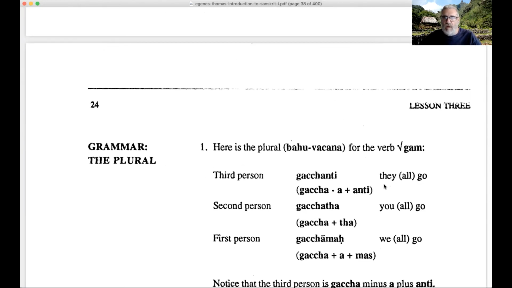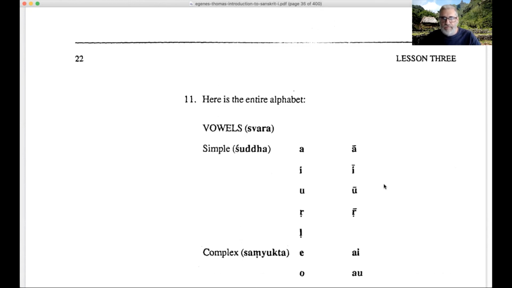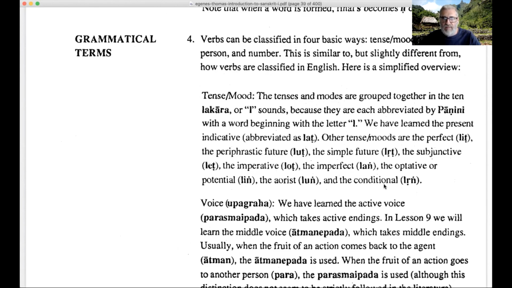What other verbs do we know? Do we know any other verbs? Prichati. Prach. Do we know? Prach, to ask. To ask. Okay. So hang on. Let's get it in front of us and see.